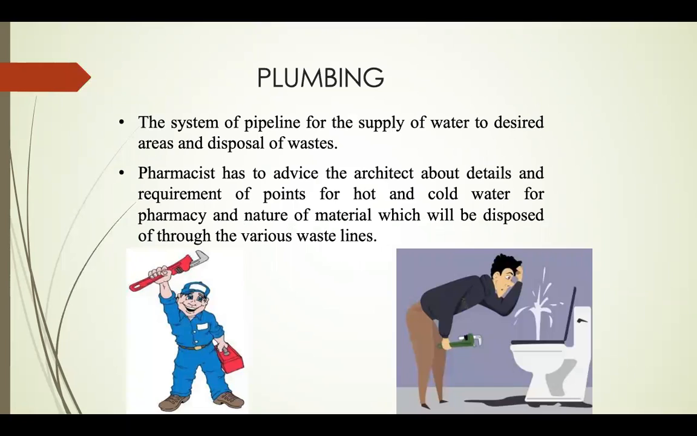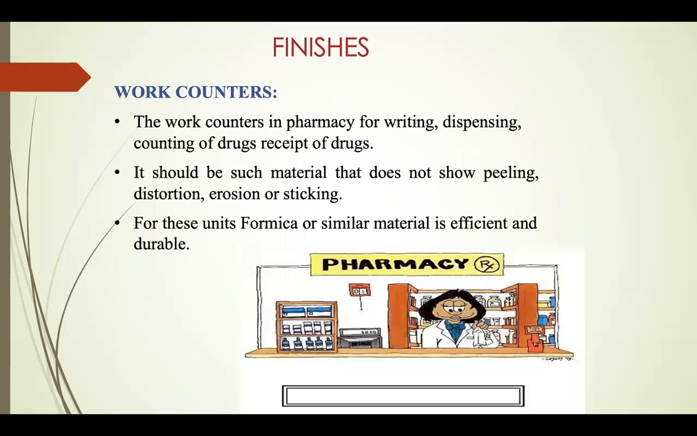Plumbing: the system of pipeline for the supply of water to desired areas and disposal of waste. The pharmacy has to advise the architect about details and requirements for hot and cold water points and the nature of material which will be disposed of through the various waste lines. Finishes, work counters: the work counter in a pharmacy is for writing, dispensing, counting of drugs, and receipt of drugs. It should be of material that does not show peeling, distortion, erosion, or sticking. For these units, Formica or similar material is efficient and durable.